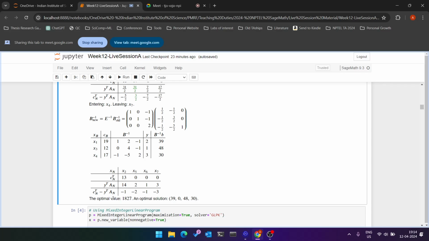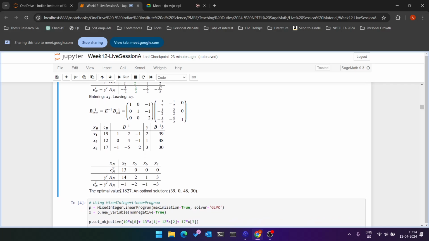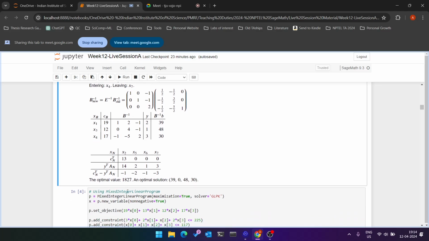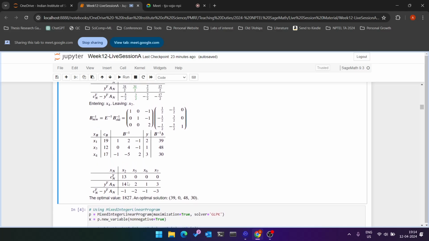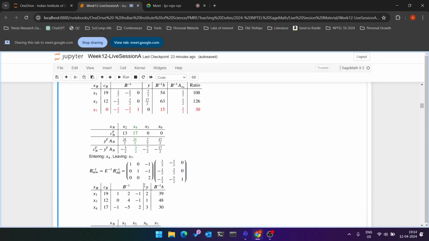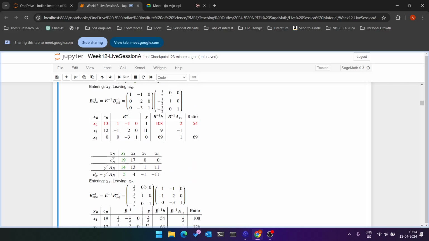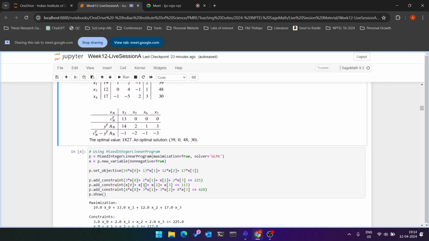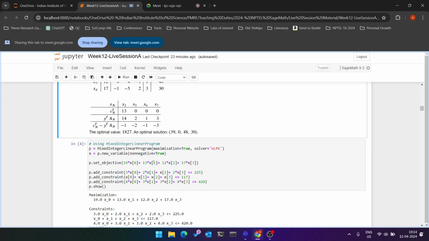till we are left with a solution where this R is entirely negative. Once this happens, we have arrived at our optimal solution. So in this case, the optimal solution is again 1827, and the values corresponding to it are x1 being 39, x3 being 48, and x4 being 30. So that is another way to solve this problem.